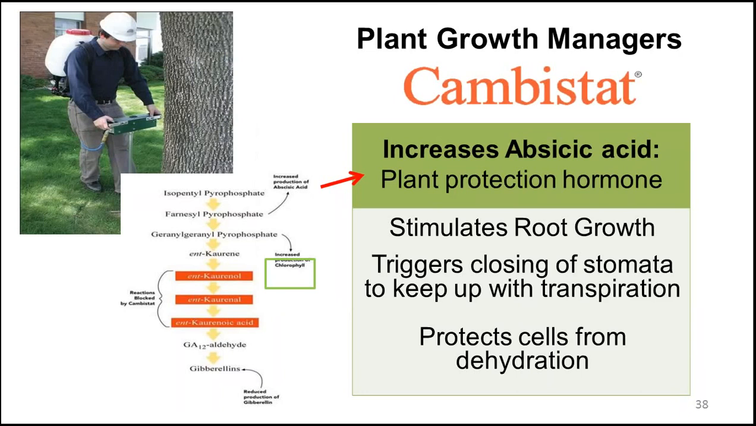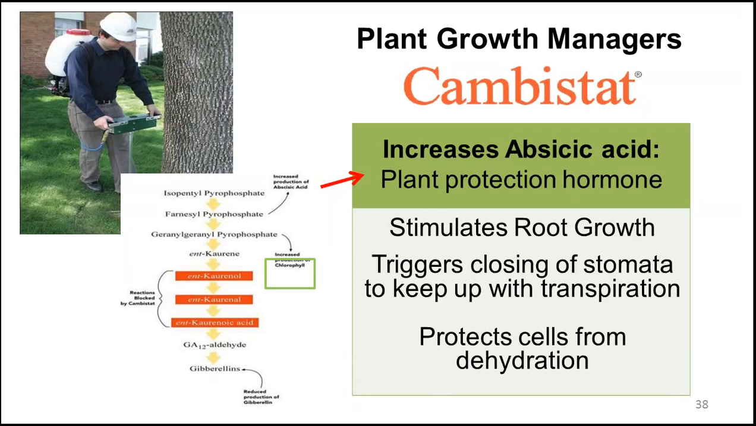Other options, plant growth managers. Cambistat has been very popular with our arborists here. There have been whole webinars just on this as well, but it's really great for stimulating root growth. Once you've done that preparation of a soil area for loosening it up and you want to increase root growth and other aspects of what Cambistat can deliver, it triggers closing of stomata to keep up with transpiration. So the tree isn't transpiring so much water as aggressively. It's more conservative with the resources it has and protects the cells from dehydration.